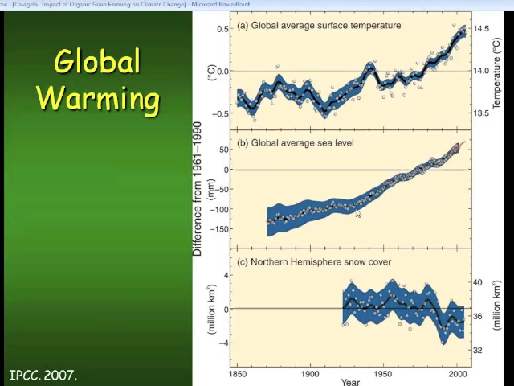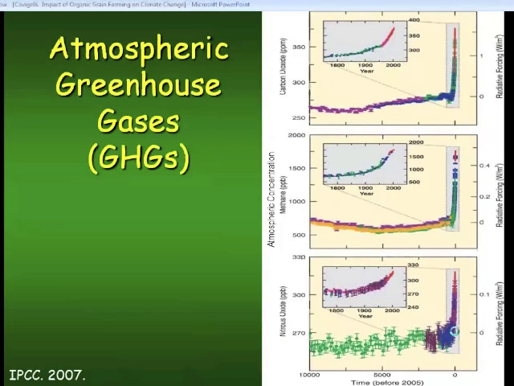You'll notice that the global average sea level is increasing. And in this case, the bottom graph here, that the snow cover in the northern hemisphere is decreasing, all evidence of warming of the planet.